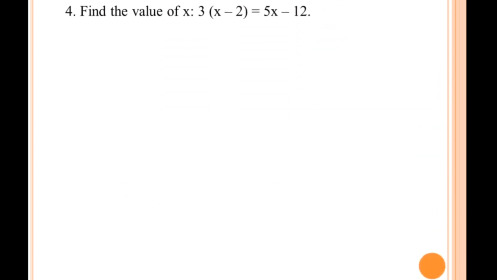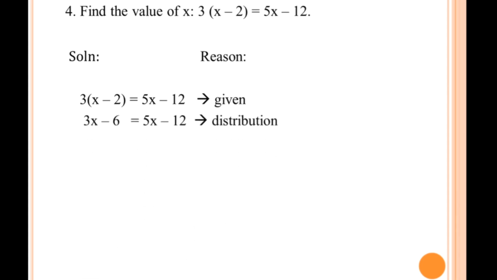Let's move on to number 4. Find the value of x: 3 times (x minus 2) equals 5x minus 12. Let us have the solution and reason. First is, of course, bring down the given. And we're going to multiply 3 to the terms inside the parentheses. So we have 3x minus 6, bring down 5x minus 12, by distribution.